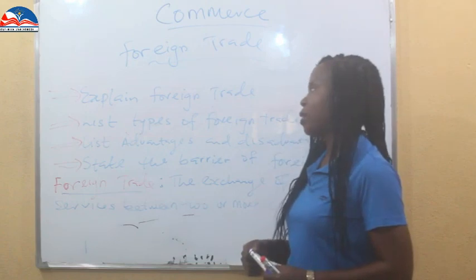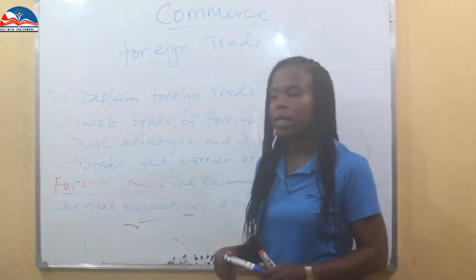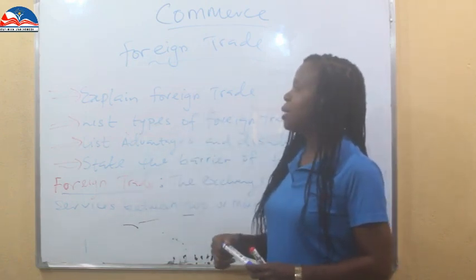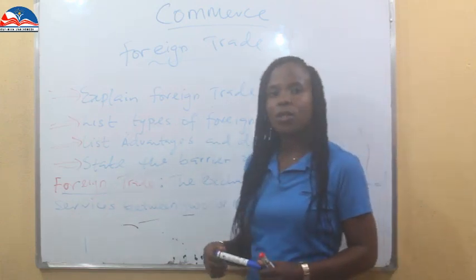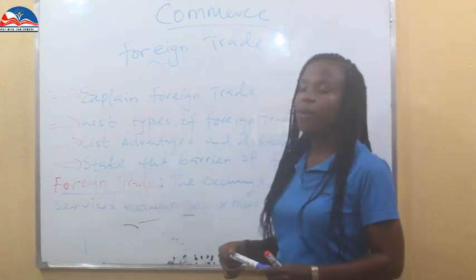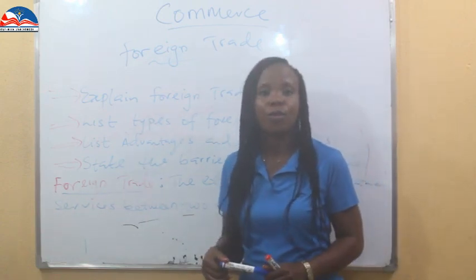The objective for the class is we're going to talk about what foreign trade is. We're going to list the types of foreign trade that we have, the advantages and disadvantages of foreign trade, and then the barriers that are involved in foreign trade.